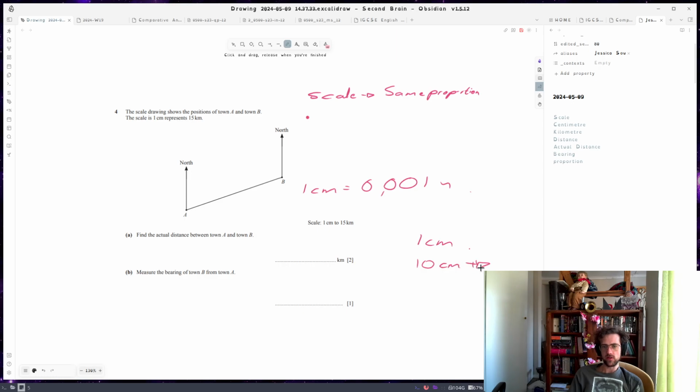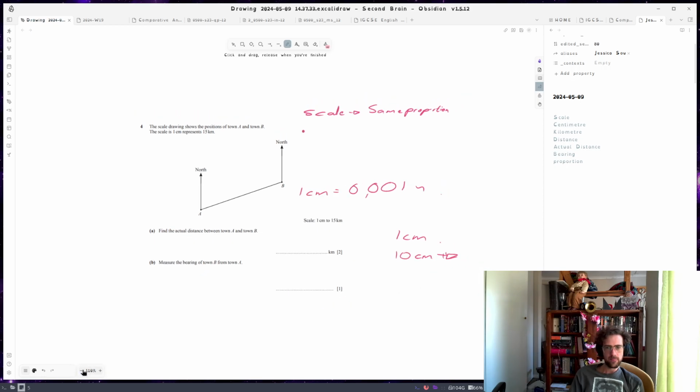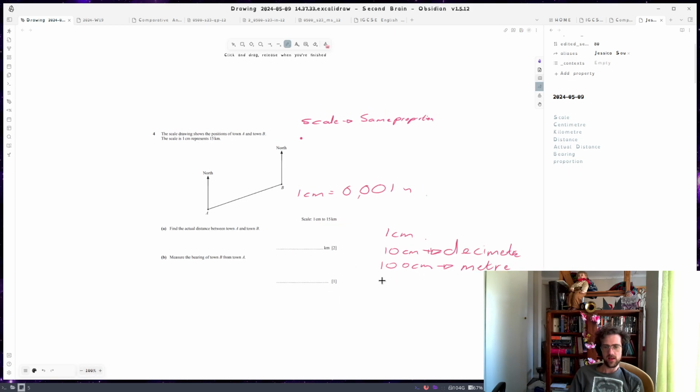Do we have a term for it? We do actually. It's a decimeter. Okay. Then we've got 1,000 centimeters. Is how much?